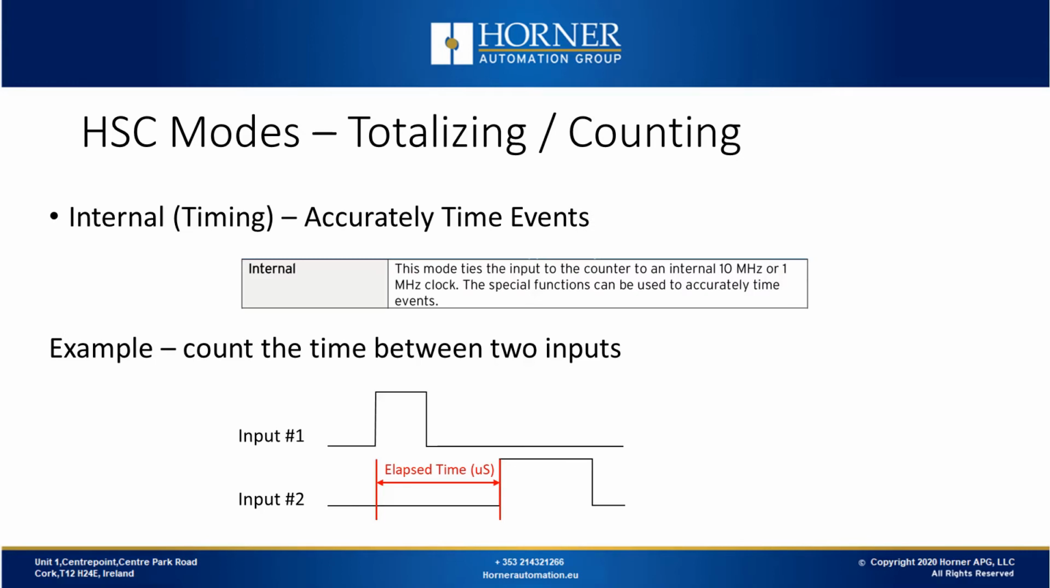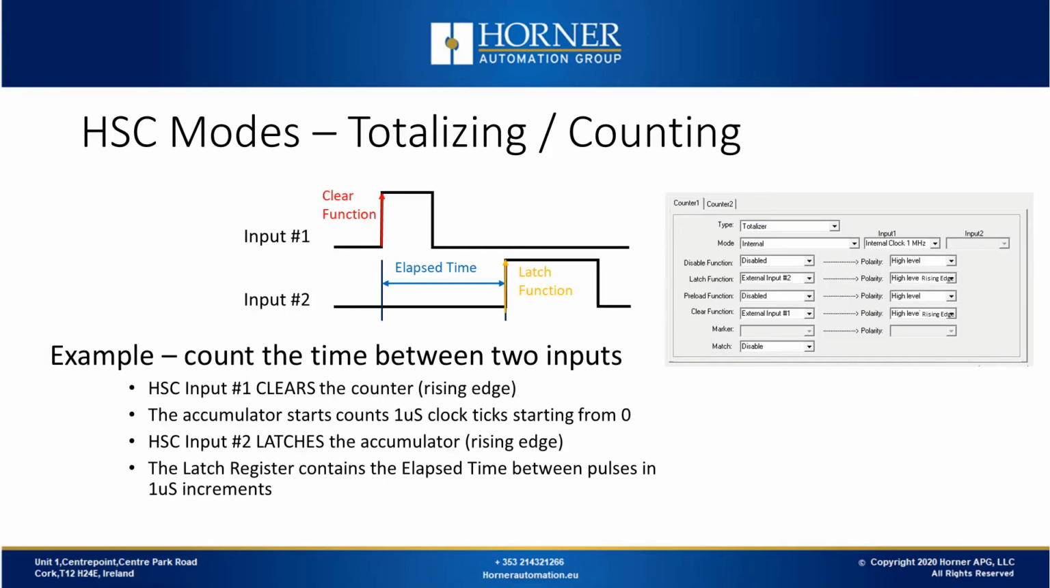We're going to count the time ticks between two inputs in this next application. So how can we set this up? The diagram shows you what the signals look like. I've got two inputs. I've got a pulse that comes in on input number 1, another pulse that comes in on input number 2, and what I'm interested in is the elapsed time between the leading edge of both pulses. One way I can set that up is by utilizing Totalizer mode. You can see the snapshot from the high-speed counter configuration for the Totalizer mode.